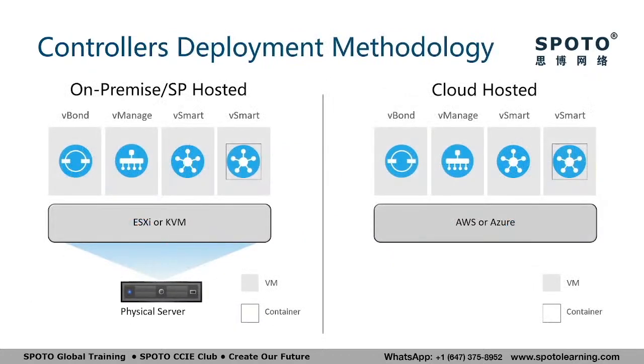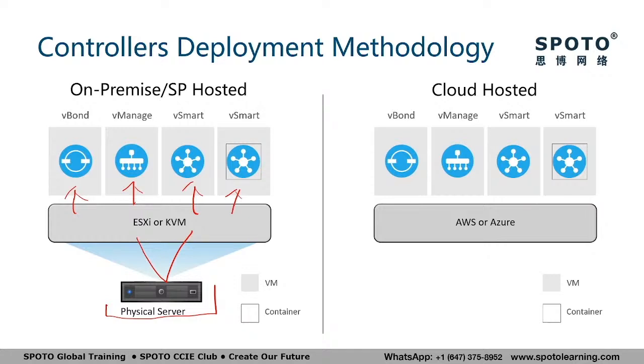For the controller's deployment methodology, there are 2 types. It's easy. One is on-premise or SP hosted. But whoever hosts that, it's on-premise, on the physical server. At the bottom is the physical server, and you virtualize it with VMware or KVM. Then on top of the VMware or KVM, you provision the vBond, vManage, and vSmart. You can have multiple vSmart if you have multiple tenants.